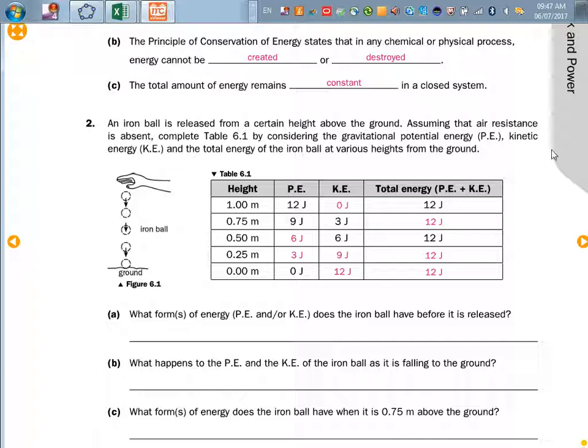Then what do you notice about the potential energy as the height decreases? The gravitational potential energy will also decrease because it is a function of the height above the ground. The smaller the height above the ground, the lower the gravitational potential energy. So as it drops, what happens to its speed? It increases. That is why our kinetic energy increases.